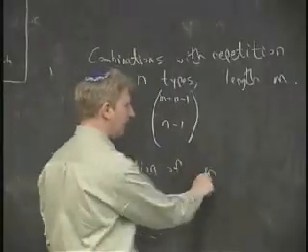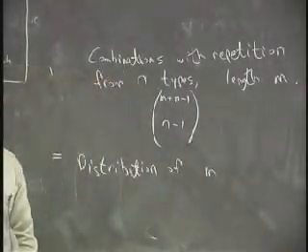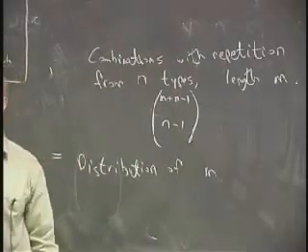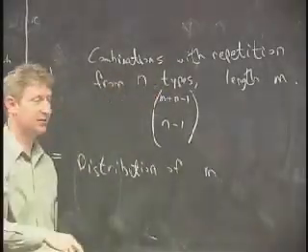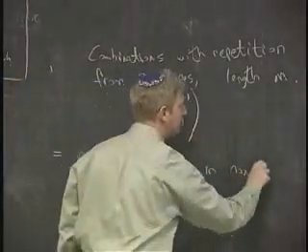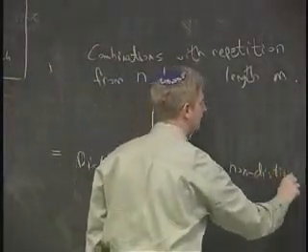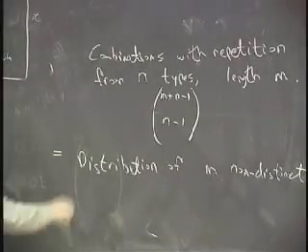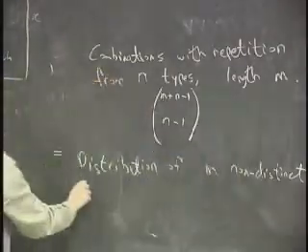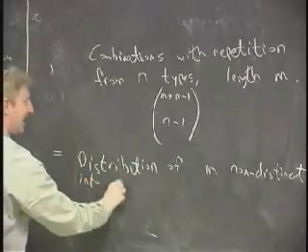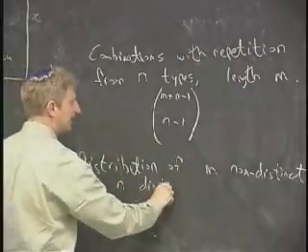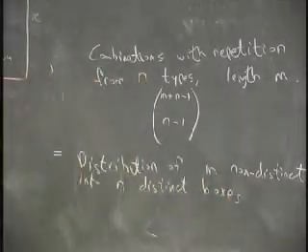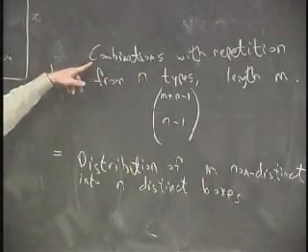Distribution of M. Are the M objects distinct or non-distinct? They're non-distinct. They're all single dollar bills. It's like those X's. M non-distinct objects. That's distinct from the last example when they were distinct. Distribution of M non-distinct objects into N distinct boxes. This distribution problem is equivalent to this problem.